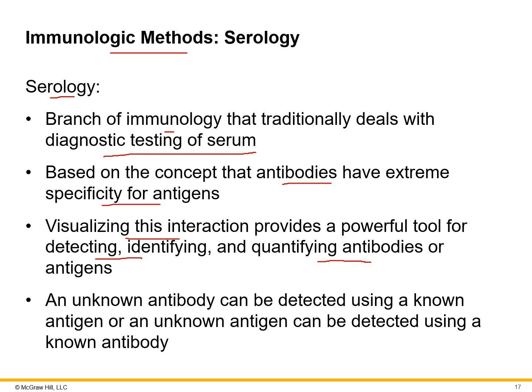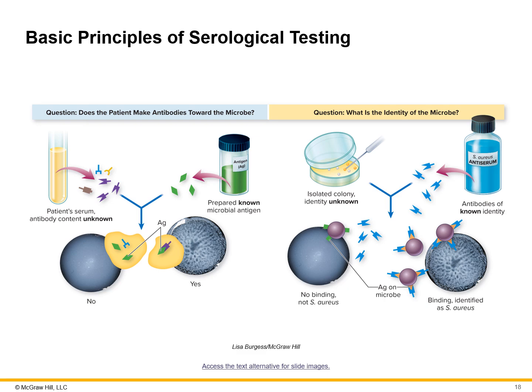So an unknown antibody can be detected using known antigens. Again, we can either use the antibody to detect it or look for the presence of a specific antibody. So the principles of this: does the patient make antibody toward the microbe, or what is the identity of the microbe? So either we're asking if antibodies are present because they've been exposed to it.